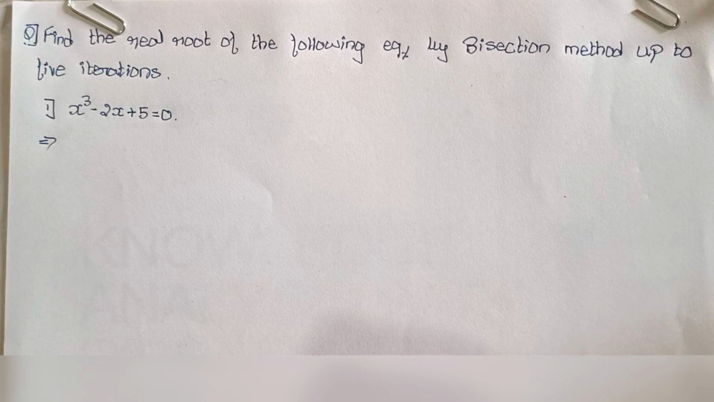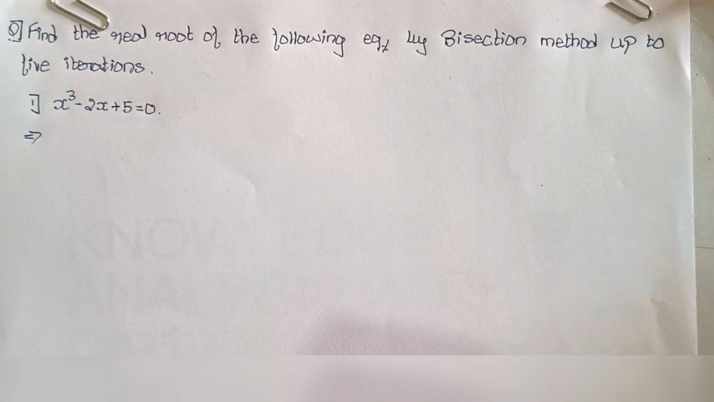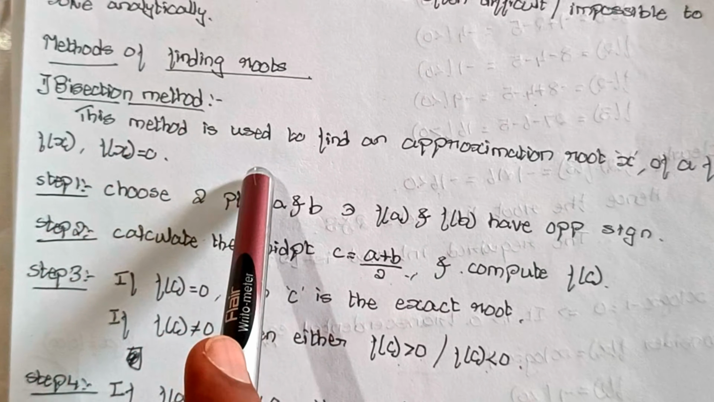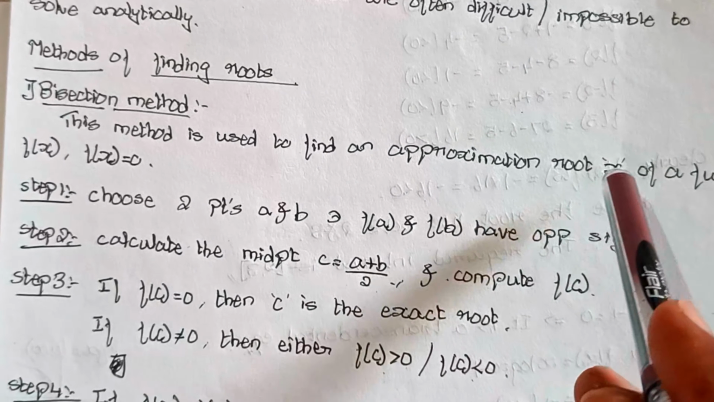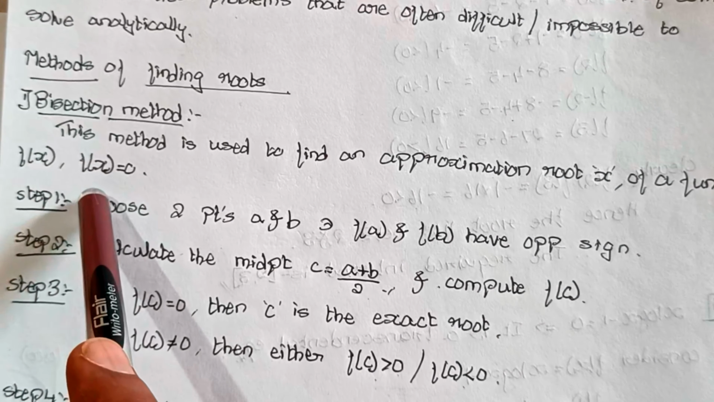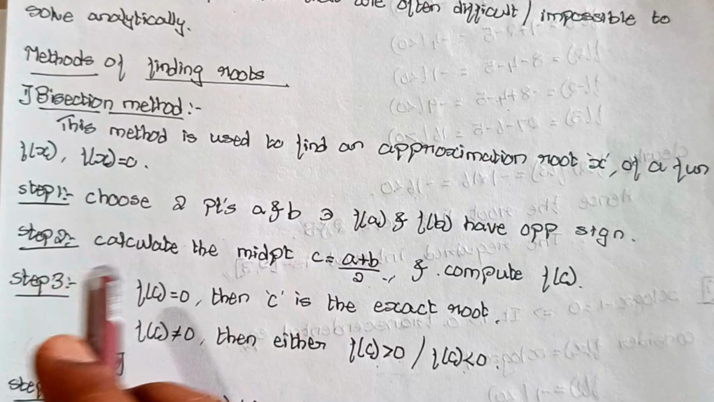Before solving this problem using the bisection method, let us understand the method of finding the roots using the bisection method. This method is used to find an approximate root of a value x for a function f of x such that f of x is equal to 0. For this, the first step goes as follows.